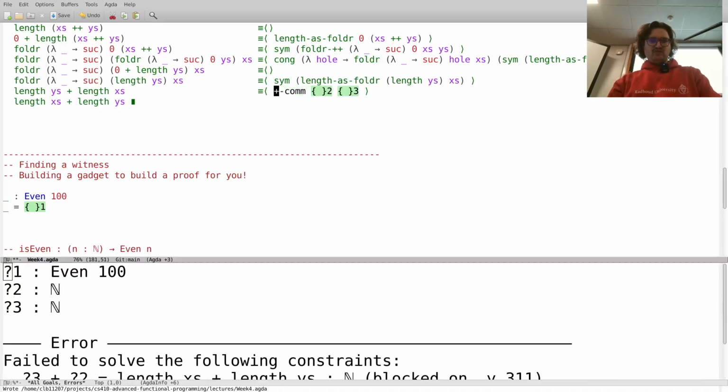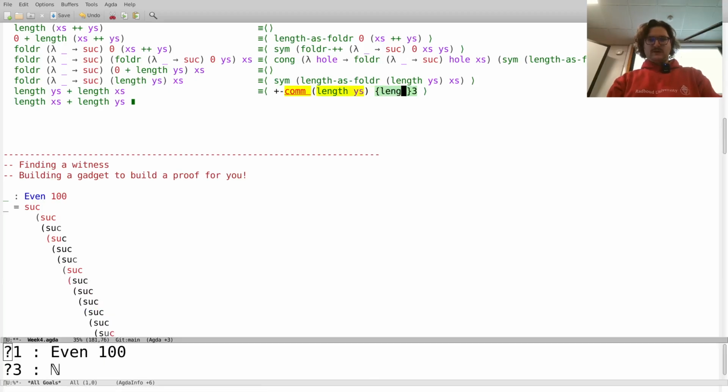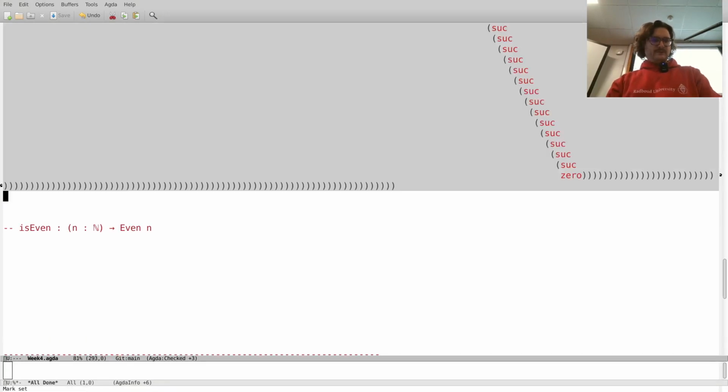So I've got this thing, and oh shoot, no, it's the other way around. Length xs and length. There we go.